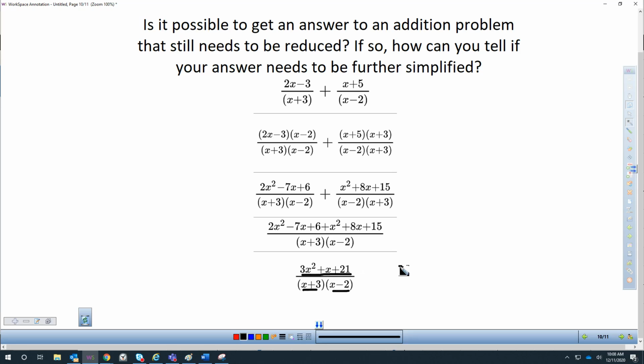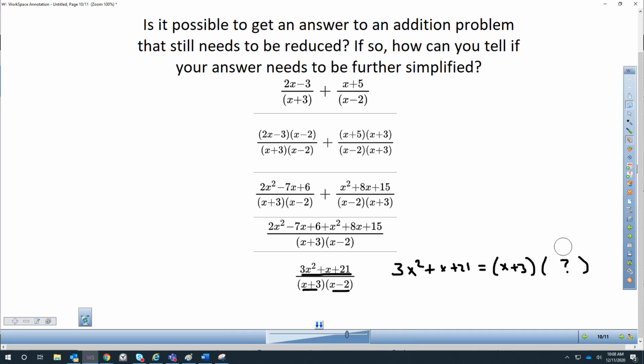So I'm asking, can 3x squared plus x plus 21 end up equaling something like x plus 3 times something? And if we think about it, to get the 3x squared, timesing your x, you'd have to get a 3x over here so that you get that 3x squared. And to get the 21, this would have to be a 7, so that 3 times 7 equals 21.